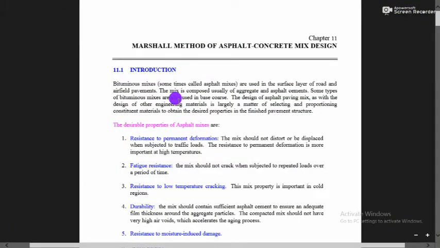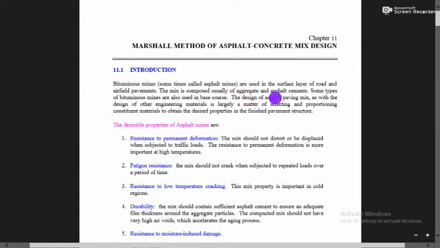Marshall method of the asphalt concrete mix design. Introduction. Bituminous mixes, sometimes called asphalt mixes, are used in the surface layer of road and airfield pavements. The mix is composed usually of aggregate and asphalt cement. Some types of bituminous mix are also used in the base course.